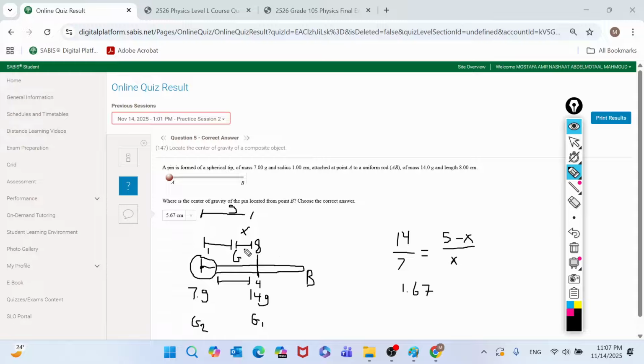But they want the distance from G to B. So it's going to be x plus 4, because this half is 4. So you do 1.67 plus 4, which equals 5.67. Okay, that's how you solve this one. It's a bit confusing, I know, it's starting to get hard.